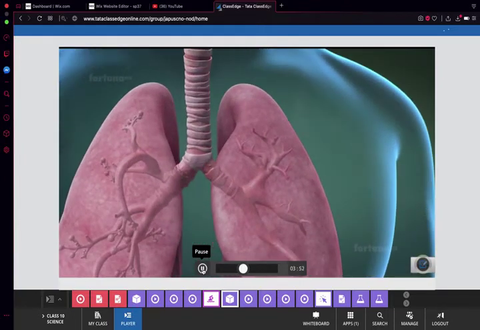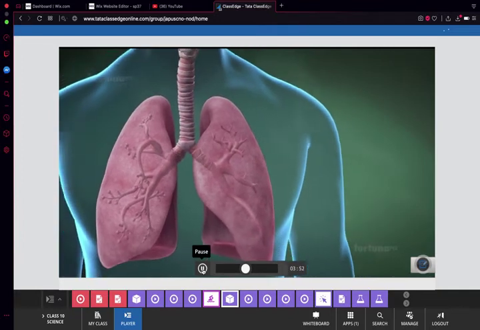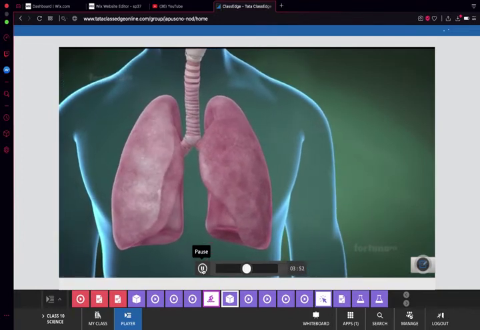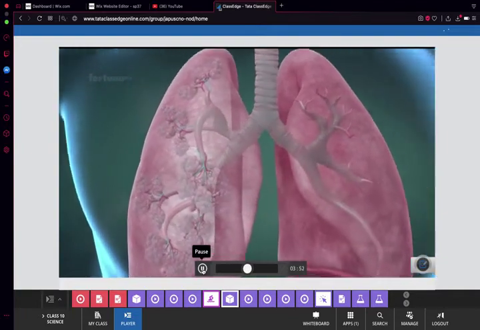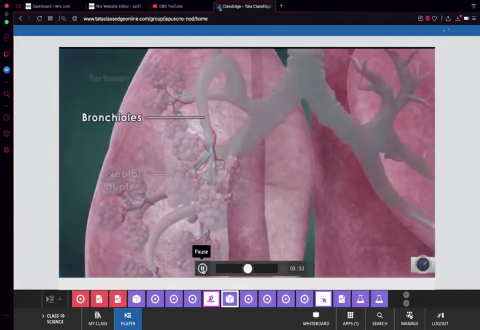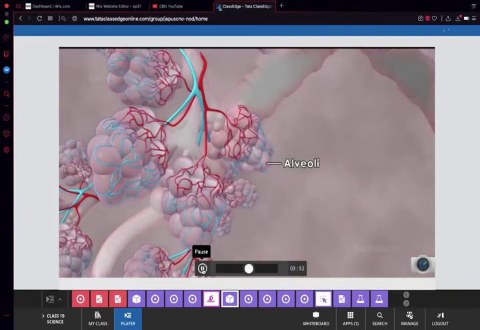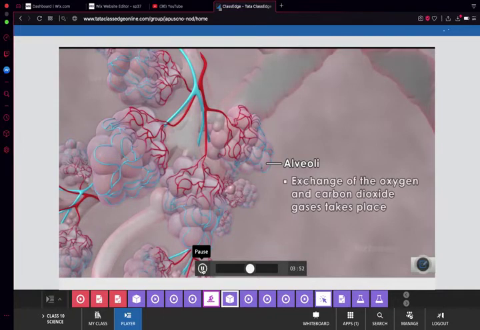downward and divides into right and left bronchi that are also in the thoracic cavity. Each bronchus will lead into a lung, and as it enters, it will divide further into bronchioles and alveolar ducts, which end as alveoli. Alveoli are tiny grape-like sacs, inside which the exchange of oxygen and carbon dioxide gases takes place.